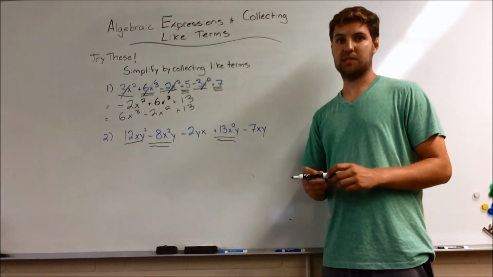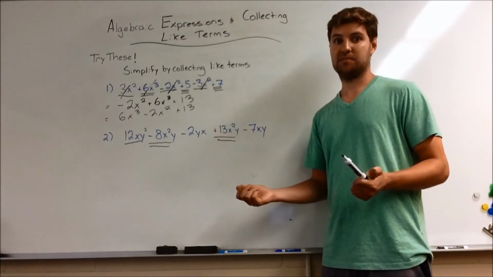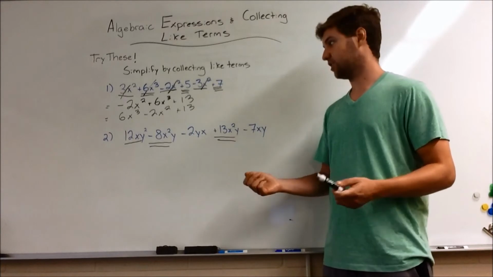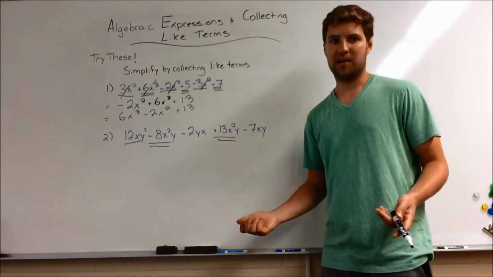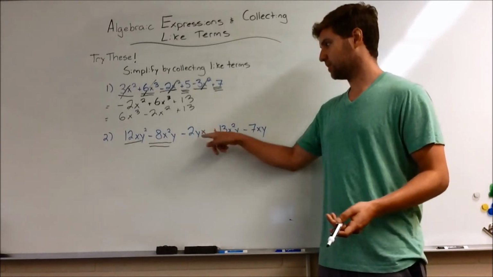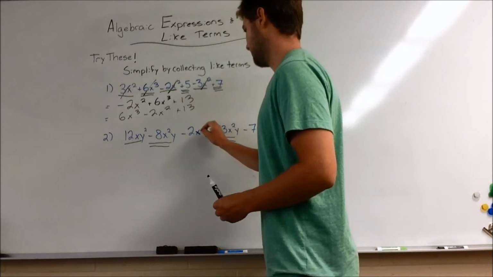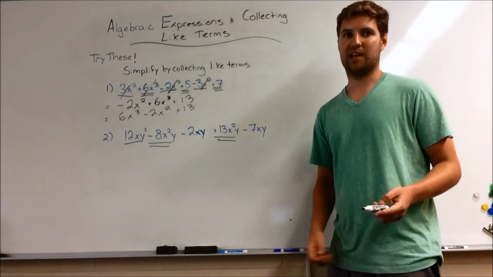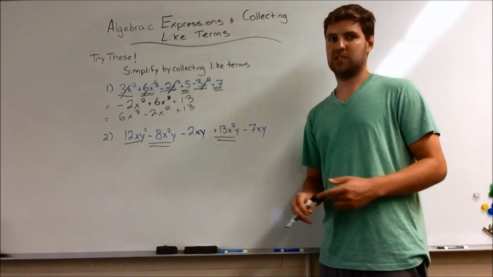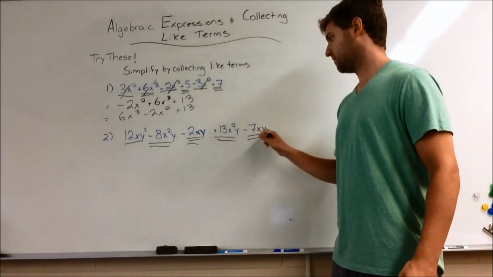Are they like terms? This one's xy. This one's yx. They actually are like terms, because with multiplication the order doesn't matter. 2 times 3 is the same as 3 times 2. So we can change this around and write it as xy. In general, we write it in alphabetical order, but that was just to throw you off a little bit. So negative 2xy and negative 7xy.